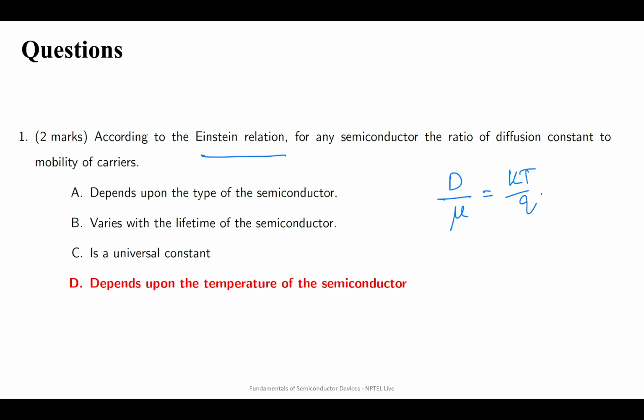That is correct. The answer is D, depends upon the temperature of the semiconductor. So the formula is D by mu equals to kT by q. So you can see K and q are universal constants, Boltzmann constant and electron charge. But T is the varying variable. So the correct answer is depends upon temperature of the semiconductor.